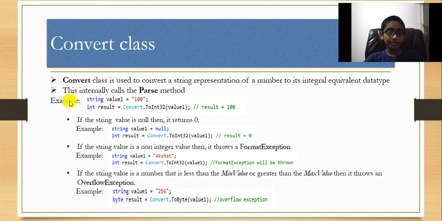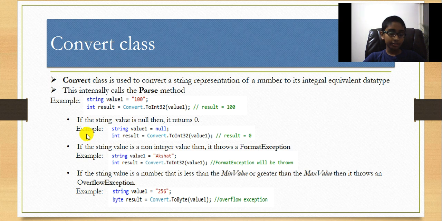Here I'm declaring a string and assigning it the value of 100. Then I declare an integer and convert the string to an integer: Convert.ToInt32 value1, that is our string's name. The result, of course, is going to be 100. If the string value is null, then it returns 0.